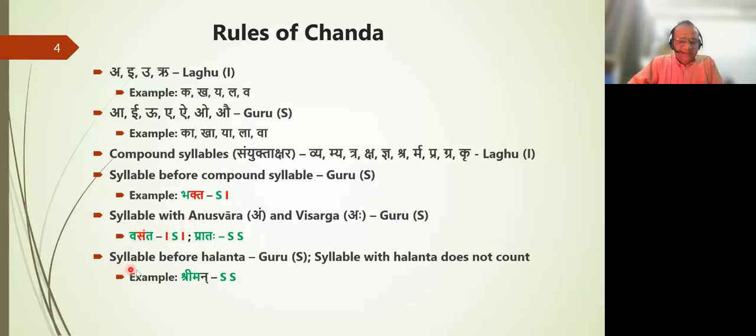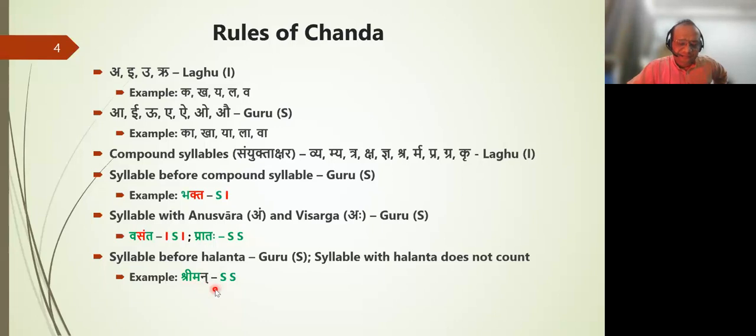Then the syllable before a halanta is guru, and the syllable which has the halanta is not counted. Any matra is not counted with the syllable having halanta. For example, the word shriman. Halant means that if I have ka and put a halant underneath, it is a way of saying half ka. When a syllable comes at the end of the word, you can't write the half letter, so you write the full letter and put a halant underneath it.